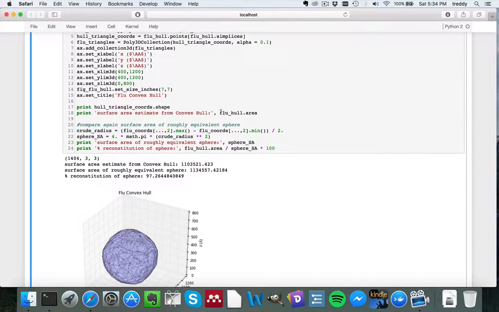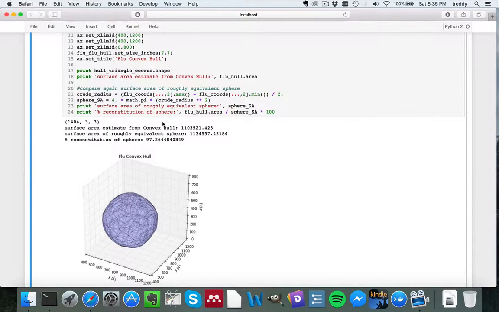And I also thought it would be useful to compare the surface area that we calculate by reconstituting the surface with triangles with the surface area of a roughly equivalent sphere. So I've estimated the radius of this roughly equivalent sphere by taking the difference of the maximum and minimum z coordinates and dividing that by 2. So basically dividing a rough estimate of the diameter by 2. There's probably more accurate ways to do this, like taking the average radius from the centroid of the system for all of the molecules. But for our purposes, we just want to see if it's roughly what we'd expect.